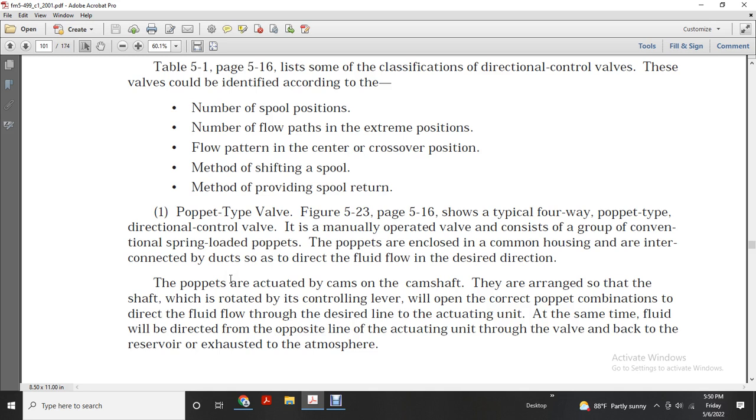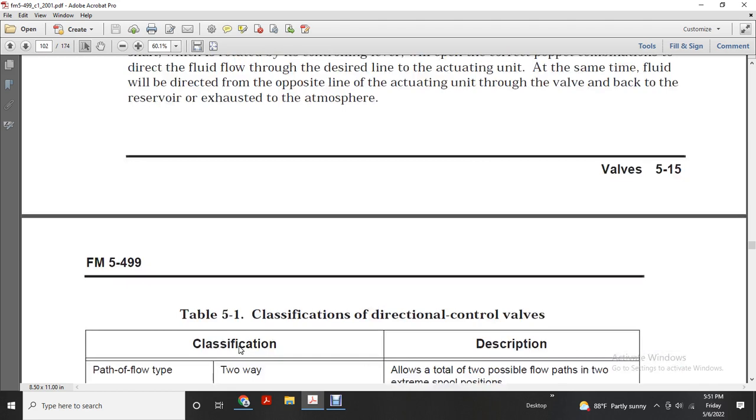The poppets are actuated by cams on a camshaft. As the shaft rotates, the controlling lever opens the correct poppet combination to direct fluid flow to the actuating unit. At the same time, fluid from the opposite line of the actuating unit is directed through the valve back to the reservoir exhaust or atmosphere.